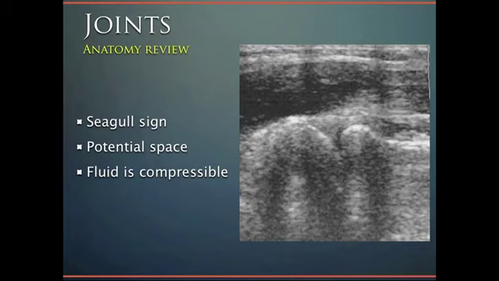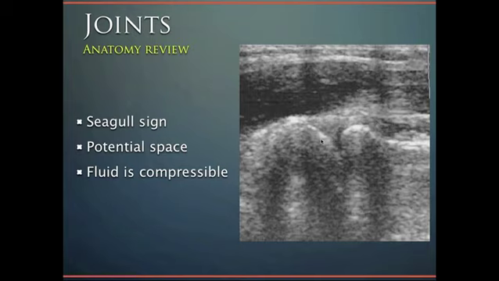When we get to the joints, because one bone comes up to another bone, you can see these very soft bony ends coming along here, and then another bony end coming along here. And this is what we call the seagull sign. It looks like the wings of a seagull at the joint spaces. It's a potential space. This area here is where this bone comes in contact with this bone.